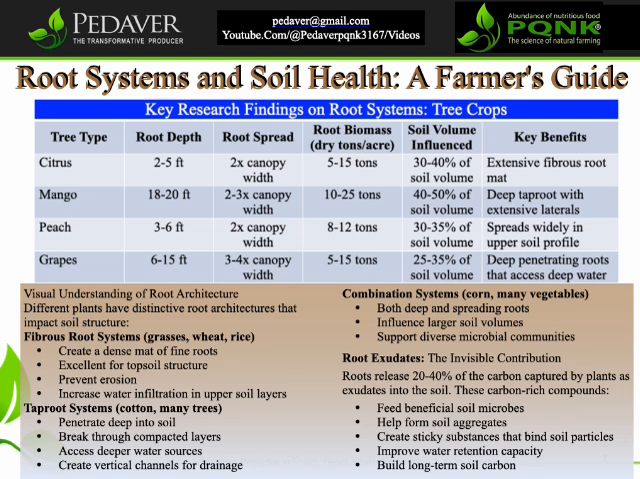Taproot systems, cotton, many trees: penetrate deep into soil. Break through compacted layers. Access deeper water sources. Create vertical channels for drainage. Combination systems, corn, many vegetables: both deep and spreading roots. Influence larger soil volumes. Support diverse microbial communities.